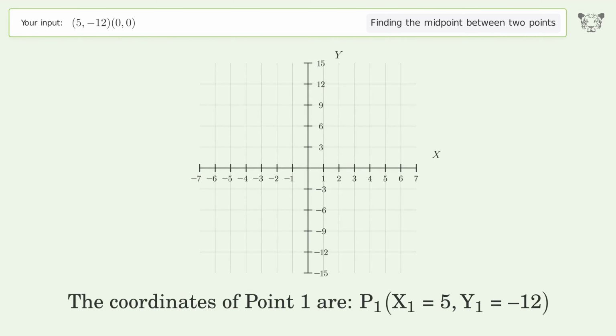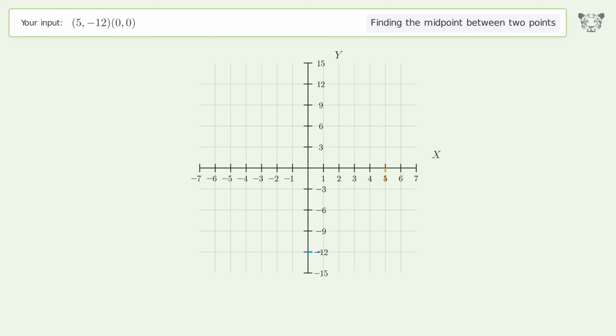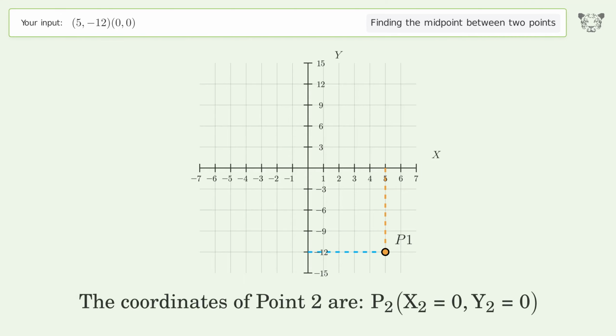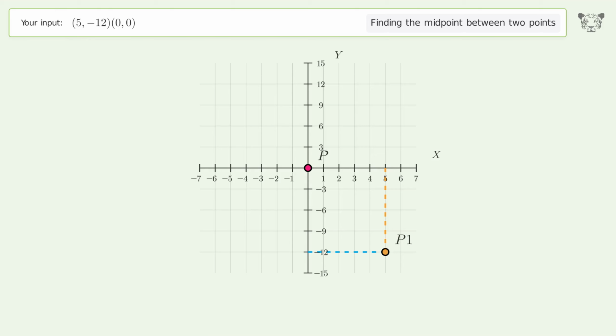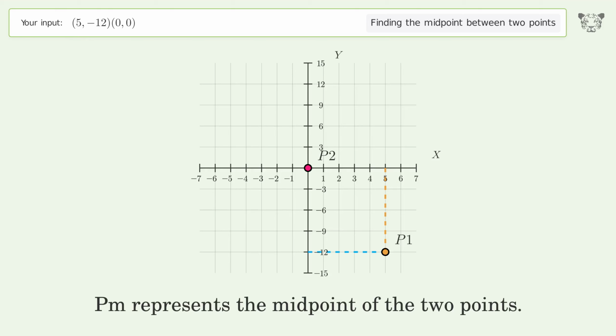The coordinates of point 1 are x1 equals 5, y1 equals -12. The coordinates of point 2 are x2 equals 0, y2 equals 0. PM represents the midpoint of the 2 points.